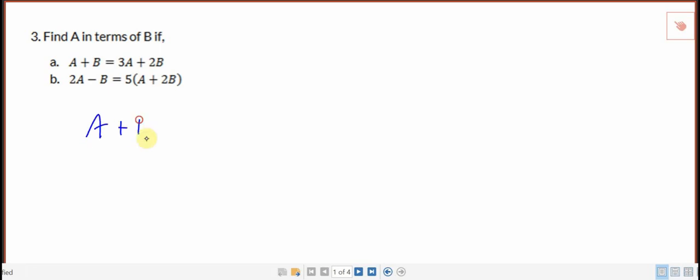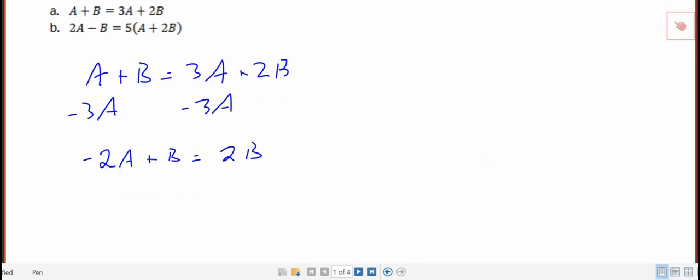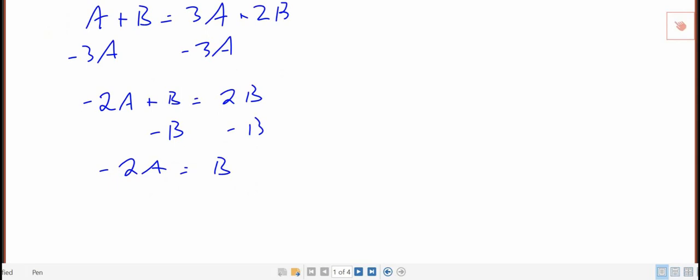If we start off with A plus B equals 3A plus 2B, we can simply subtract 3A from both sides, right? Because there's no problem adding, subtracting matrices. And then we could subtract B from both sides, right? Okay, well, let's subtract B. And that would be negative 2A equals B in this case. And then we could multiply by the negative 1/2. And that would give me A, no problem, right?